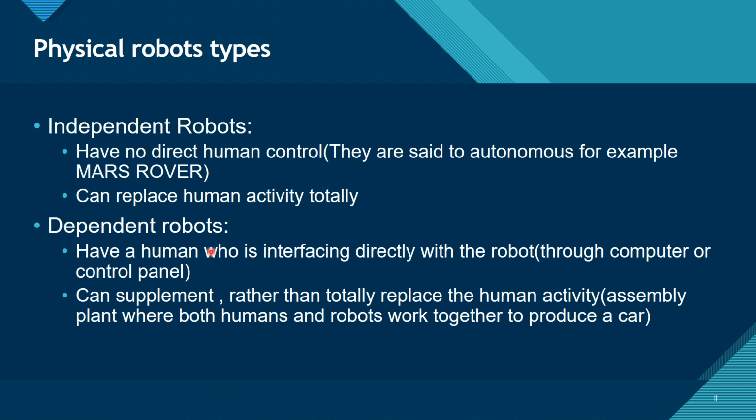So the dependent robots are robots which are actually dependent on humans, maybe for controlling and maybe for monitoring purposes. So a human is interfering directly with the robot, and the robot can supplement rather than totally replace human activity. An example is an assembling plant where both humans and robots work together to produce a car.